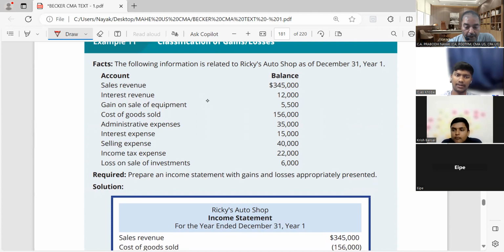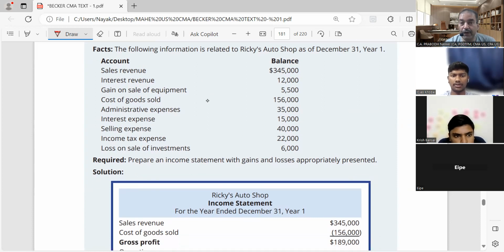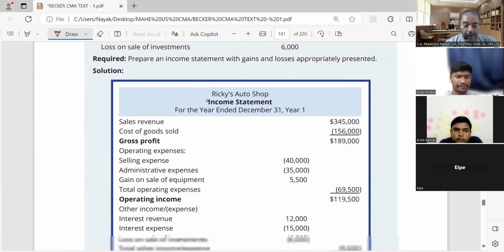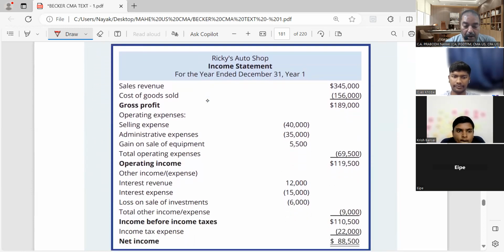Cost of goods sold is operating, 1,56,000. Administrative expenses will be operating. Interest expense will be non-operating. It is finance. Selling expense, yes, it is related to manufacture and sale of goods. Income tax is non-operating. Loss on sale of investment, non-operating. So operating expenses, we have administrative expenses, selling expenses.